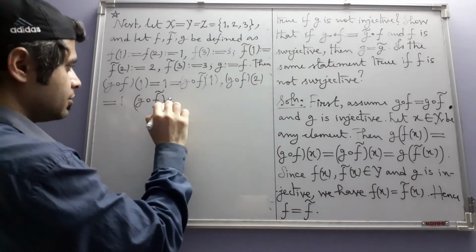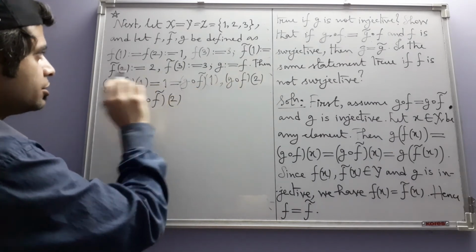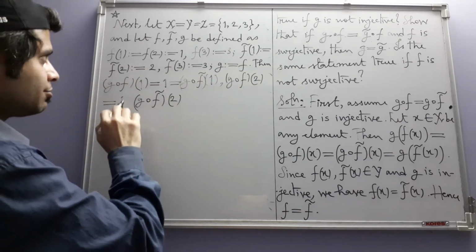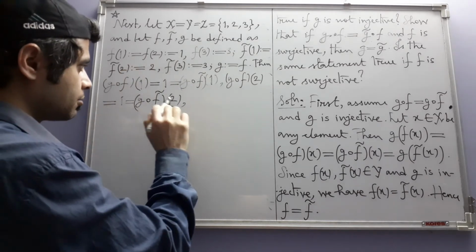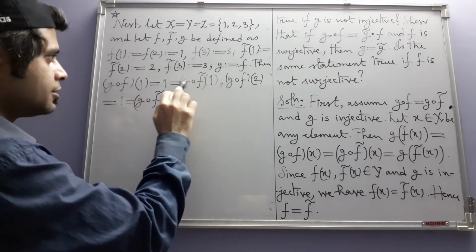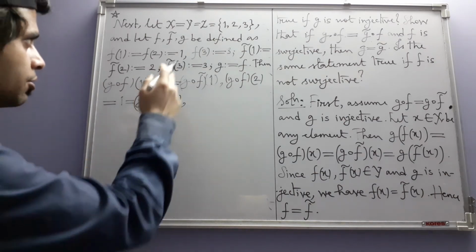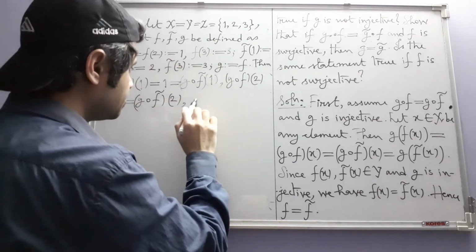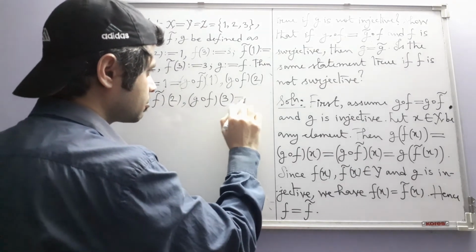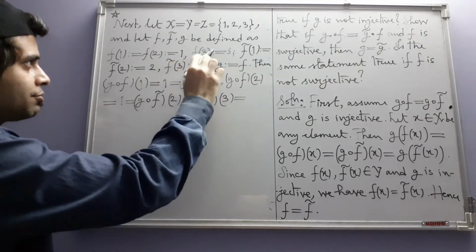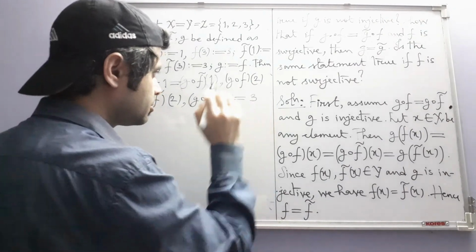g composition f tilde of 2. Okay, f tilde of 2 is 2, and g of 2 means f of 2, which is 1. So this is also equal to 1. So the functions g composition f and g composition f tilde agree at the points 1 and 2. So the only thing left is 3. So f of 3 is 3. g of 3 means again f of 3. So that is equal to 3.